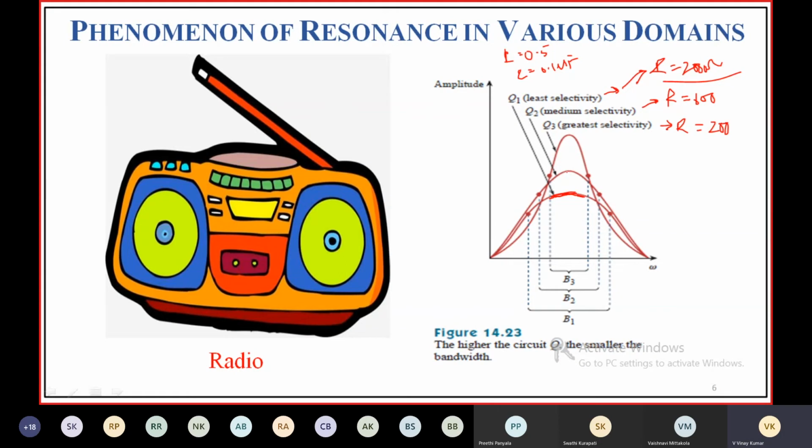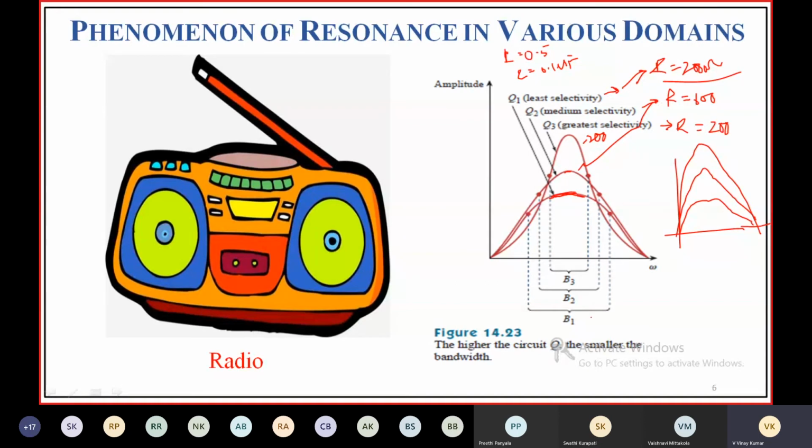For R is equal to 600 ohms, you're going to have a curve like this. This is the curve for R is equal to 200 ohms, you're going to have a curve like this. So you're going to have a curve like this for R is equal to 2000, like this for R is equal to 600 ohms, and like this for R is equal to 200 ohms. Okay, coming to the observation.